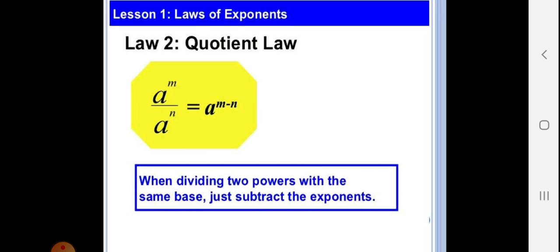Now in the laws of exponents, we have the quotient law, or you can say the law for division. So whenever you have the same base but different powers, you can simply subtract them. So a raised to m divided by a raised to n becomes a raised to m minus n. When dividing two powers with the same base, just subtract the exponents. That's our law 2.